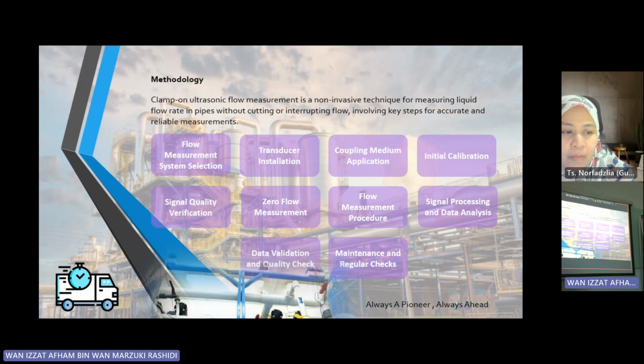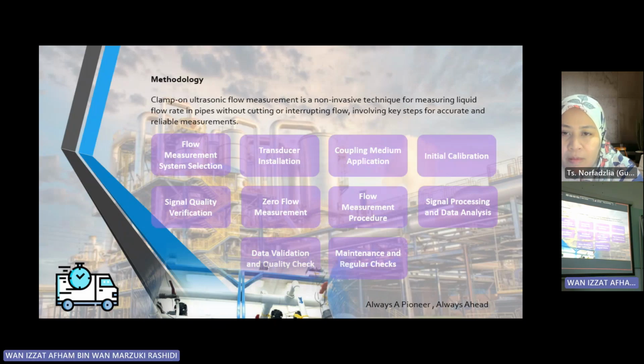The second one, transducer installation. Like I mentioned, we have reflecting mode, direct mode, and others. Coupling medium application, initial calibration, signal quality verification. Every time we install the clamp-on, we can check the signal quality by selecting a difference or entering the service menu. Then the transmitter will show us the signal, whether it's good or poor.